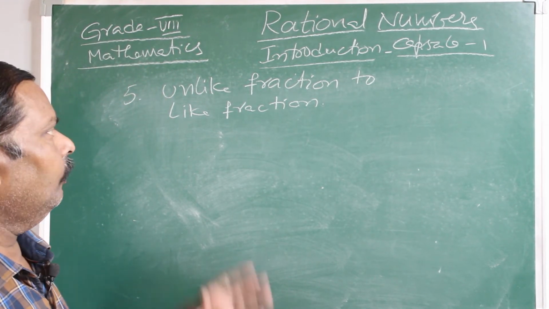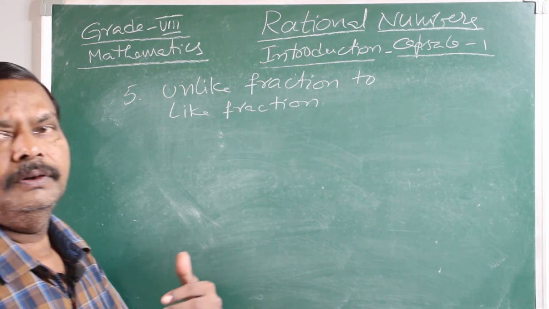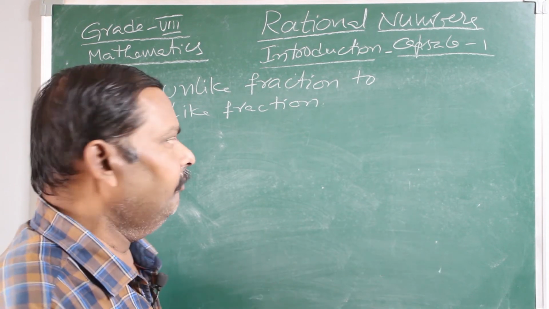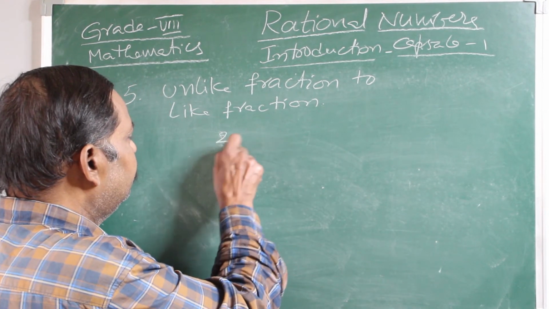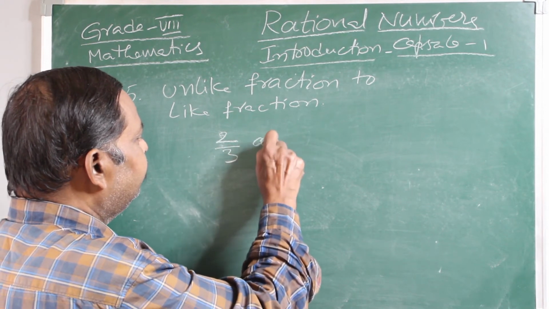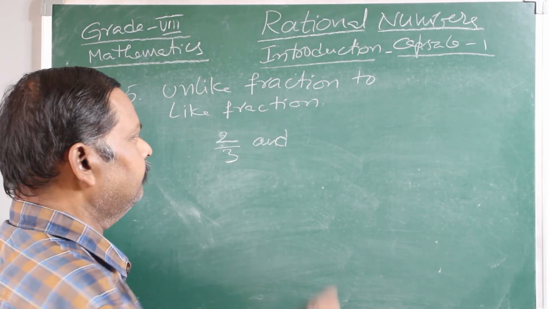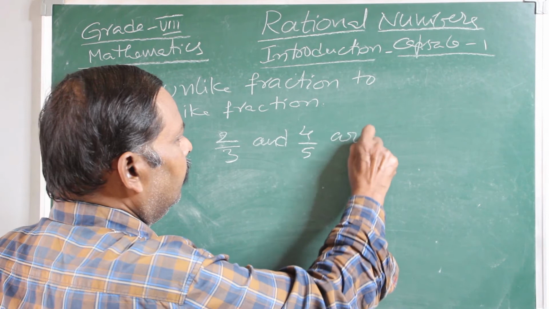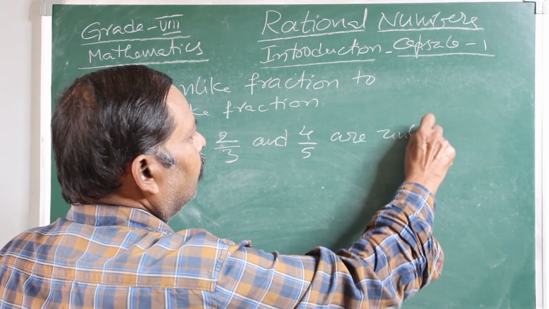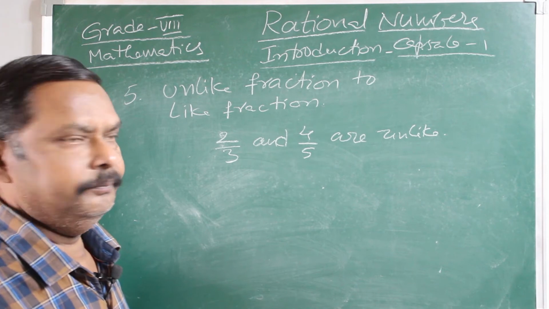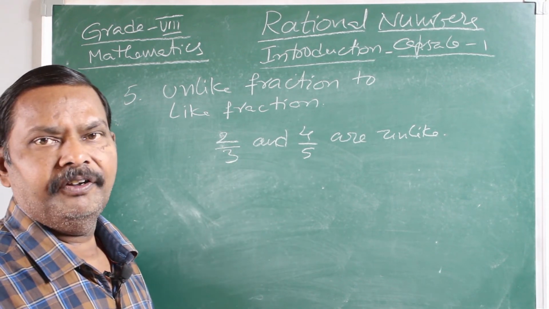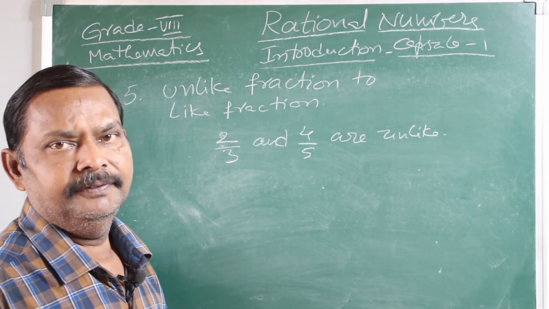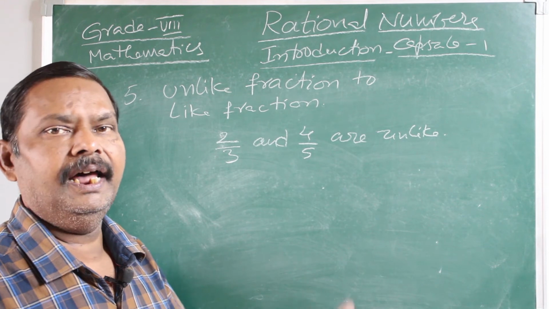Now, let us see how you can convert unlike fractions into like fractions without changing their values. For example, 2 by 3 and 4 by 5 are unlike. Basically 2 by 3 and 4 by 5 are unlike, because here the denominator is 3, there the denominator is 5. 3 and 5 are different, so they are unlike.